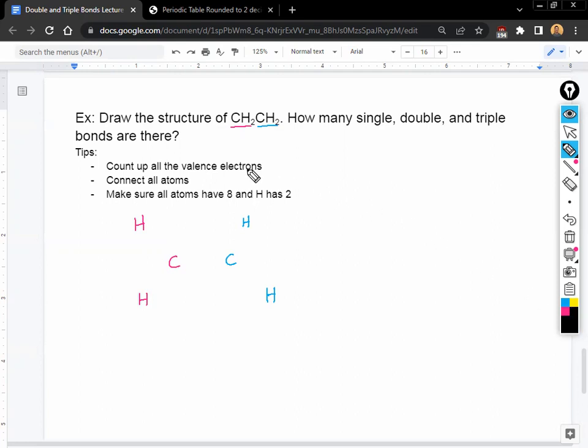Okay, so let's count up the valence electrons. So carbon gives you 4 valence electrons. Hydrogen is 1 each, so there's 2 of them, so plus 2. And then we got another one of the same thing, so plus 4 plus 2. And that'll give you a total of 12 valence electrons. Okay, so we're working with 12.